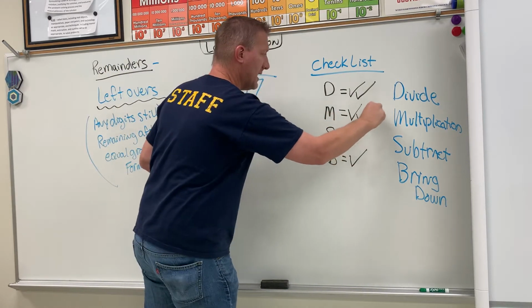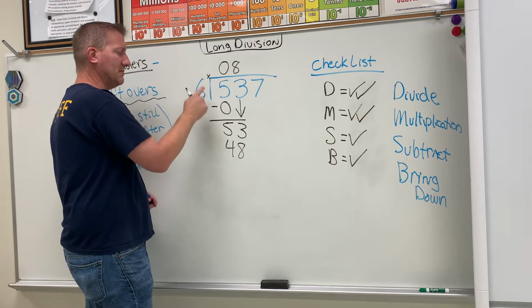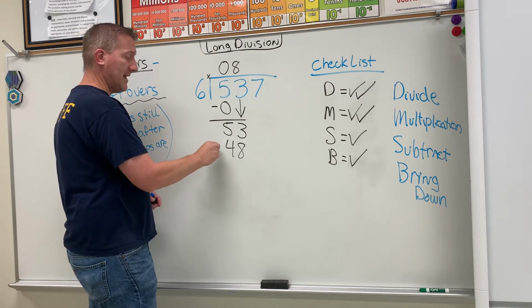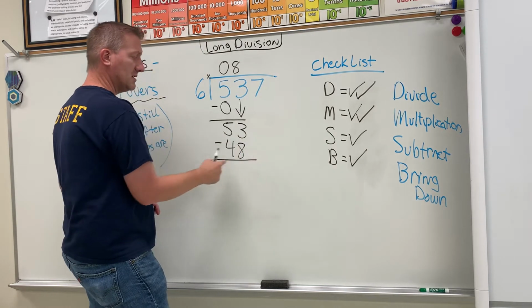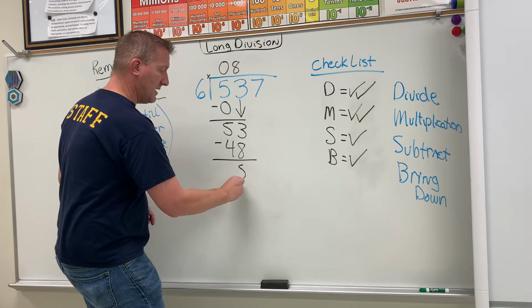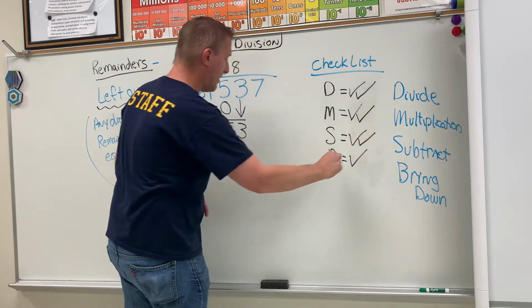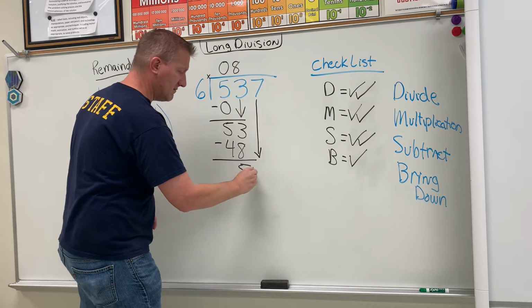I multiplied. Right here, 8 times 6, 48. Then I'm going to subtract. Subtract is my next one. So that would be 5. I'm going to check that off. Bring down your 7.